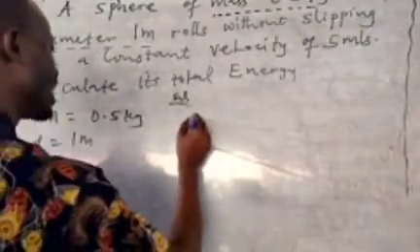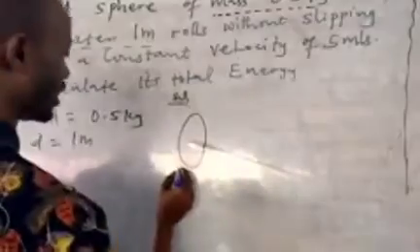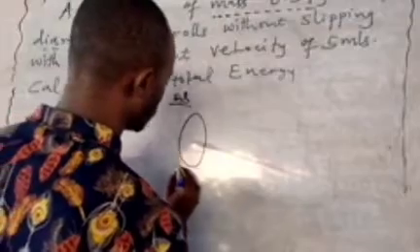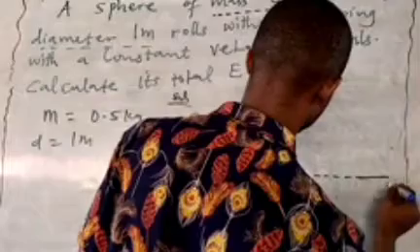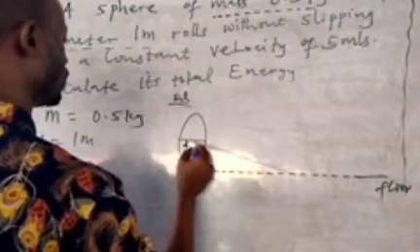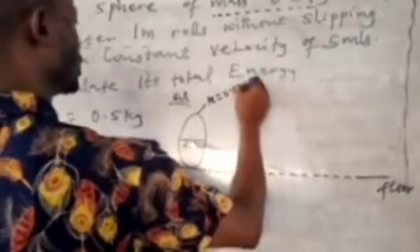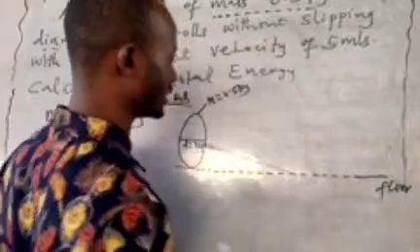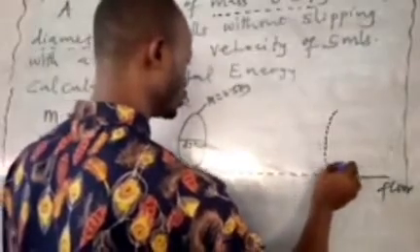So assuming I have this sphere like this, and this is my floor. This sphere has a diameter of 1 m and a mass of 0.5 kg. Then this sphere rolled along this axis, the x-axis. Maybe it came to this new position.